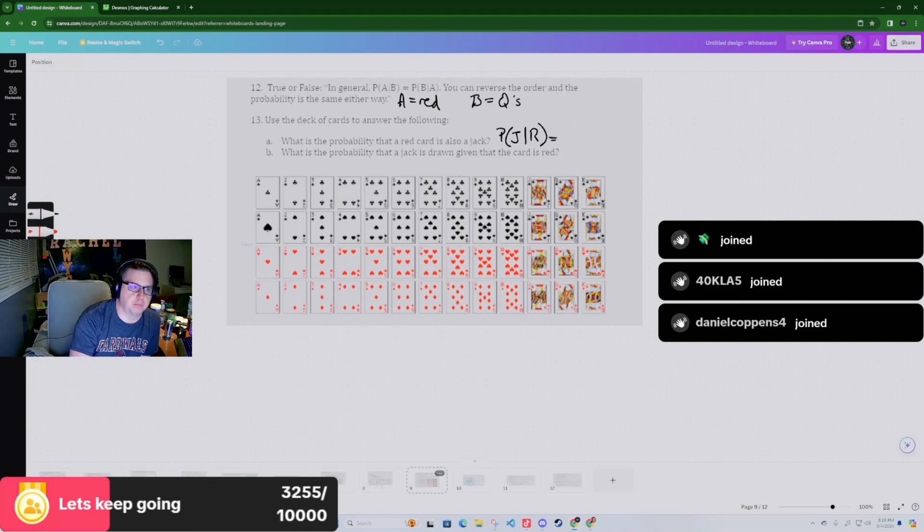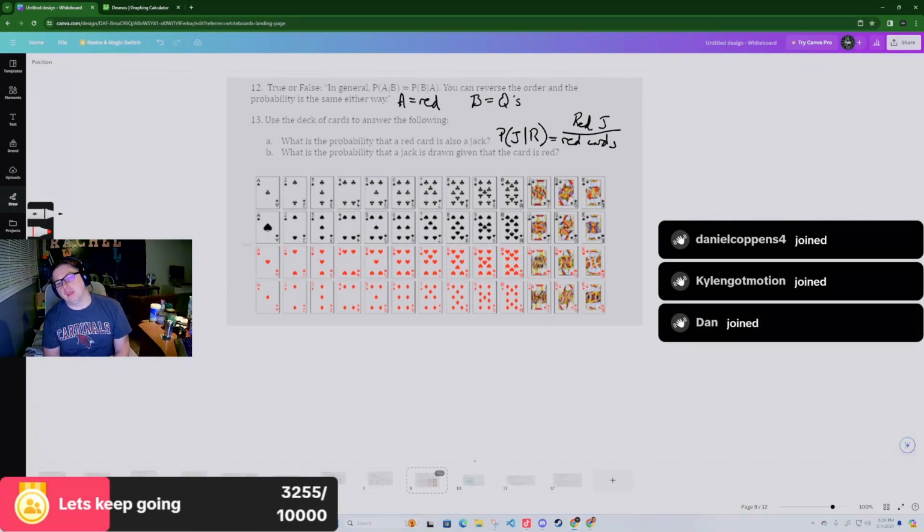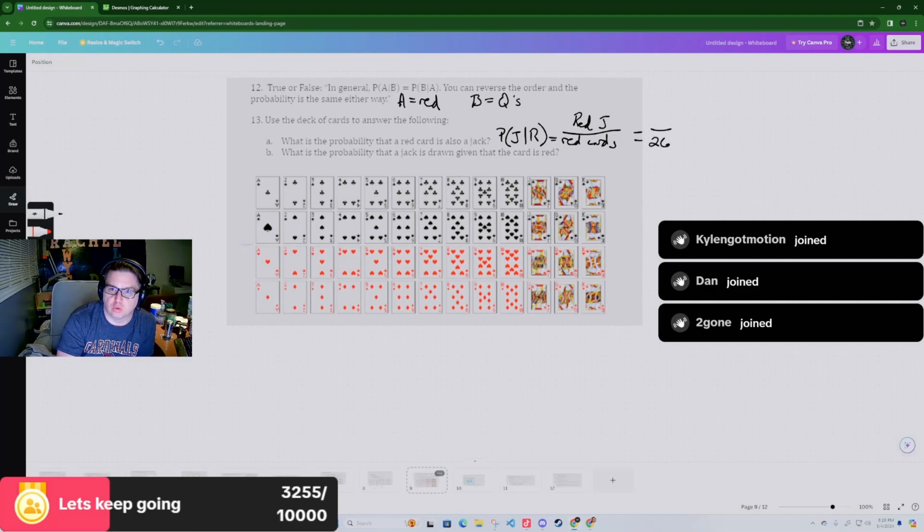Let's do this. So we're talking about red cards. That's our total. And what our desire is a red jack. Okay? So red cards, if we highlighted all the red cards, there are 26 total red cards because you have 1 through 10, 11, 12, 13, but 2 sets are red. So that's how we get 26. And how many red jacks are there? There's just 2. So this is going to be 1 out of 13 chance.